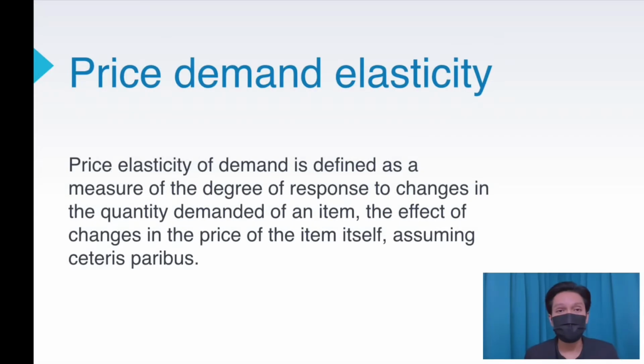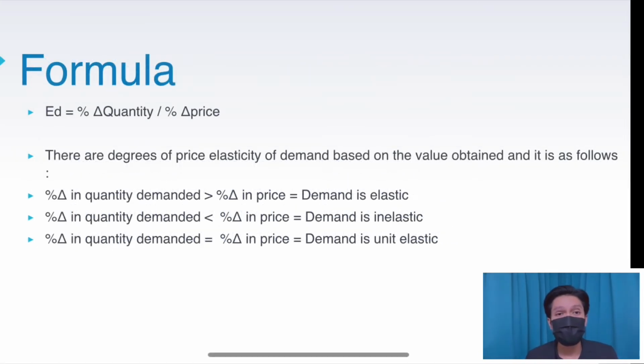Okay, first we talk about price elasticity of demand. So price elasticity of demand is defined as a measure of the degree of response to changes in the quantity demanded of an item, the effect of changes in the price of the item itself, assuming other factors are constant. So it means that kita melihat perubahan kuantiti diminta itu akibat daripada perubahan harga. So it can be calculated using the formula. So formula dia peratusan perubahan kuantiti bahagi dengan peratusan perubahan harga.